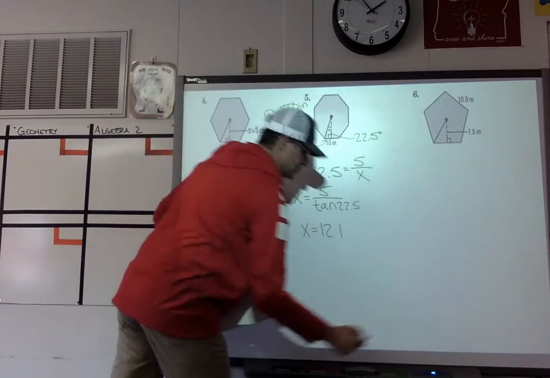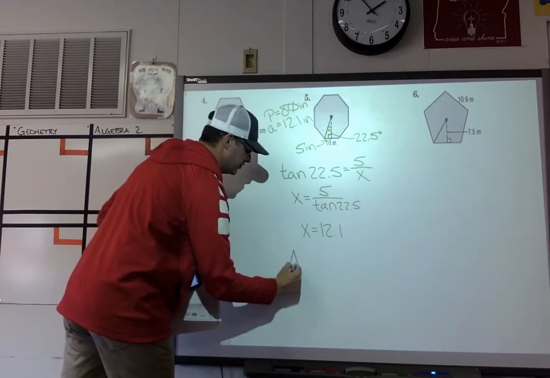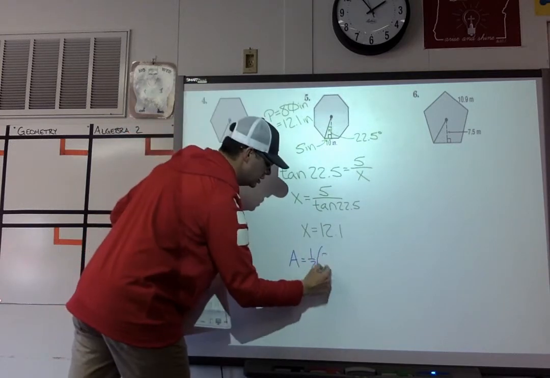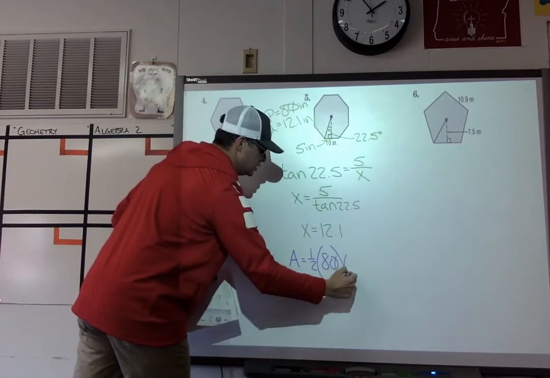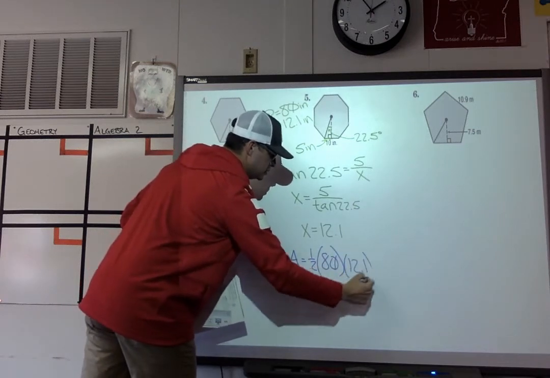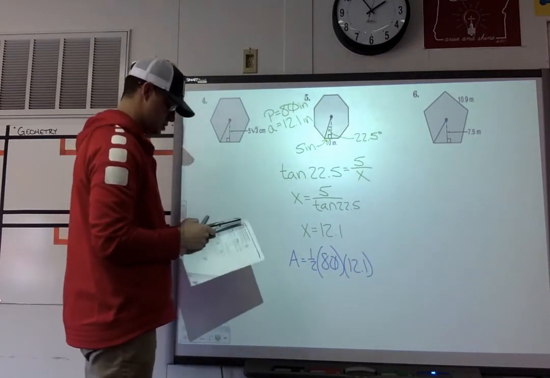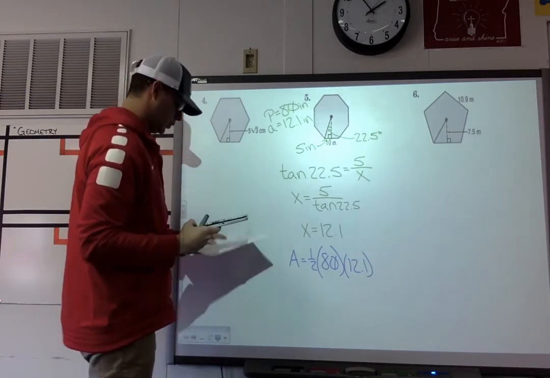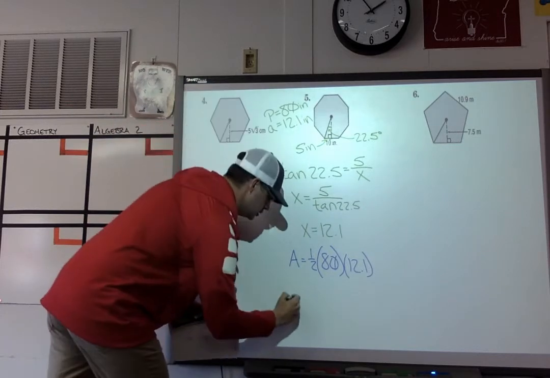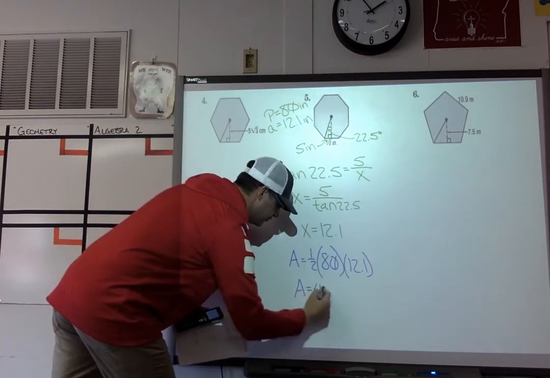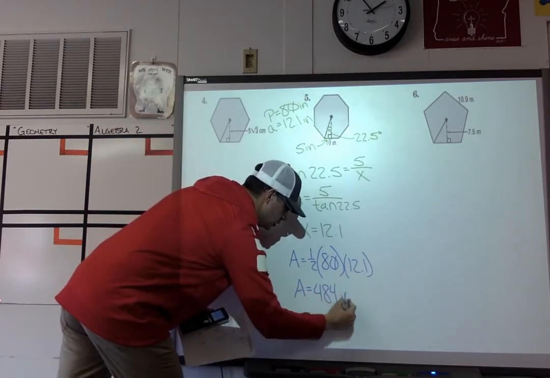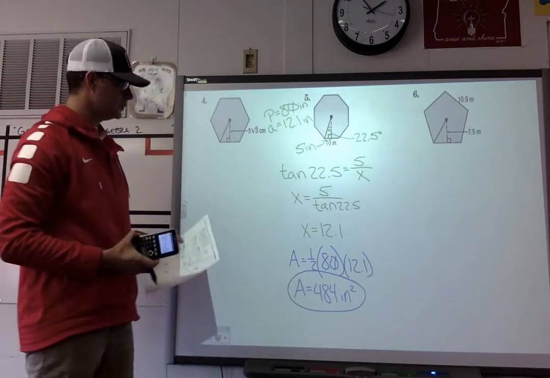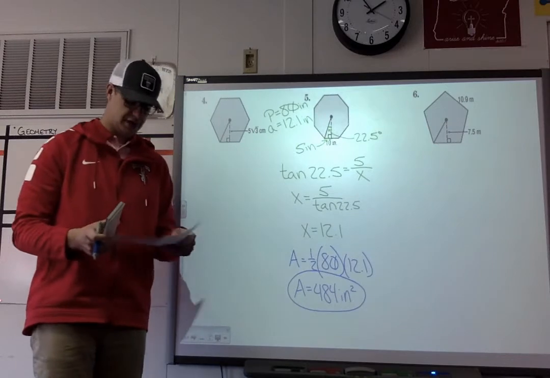And our last step is just to find the area using that information. So area is equal to 1/2 times the perimeter of 80 times the apothem of 12.1, which would give us an area of 484 inches squared. So again, that's just a few of those.